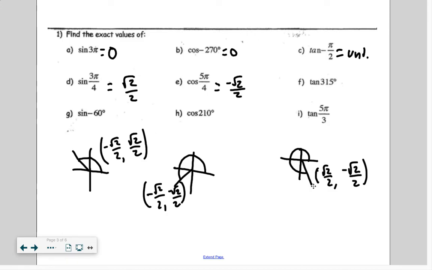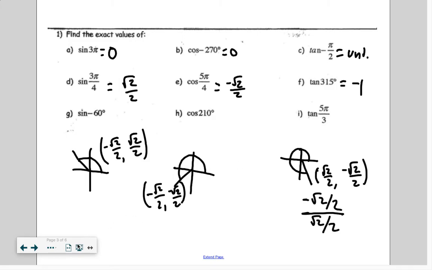Tangent, again, is the slope. So think about the slope of this line. Y over x would be negative root 2 over 2 divided by root 2 over 2. Giant 1, but now it's negative, so this is equal to negative 1.